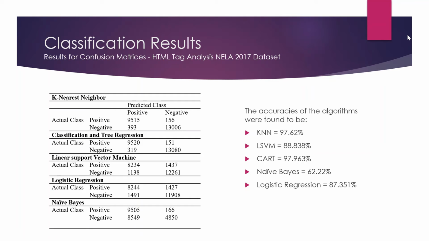dataset. Further investigation was also done into the HTML tag analysis of the NELA 2017 dataset. Confusion matrices of each algorithm run on the dataset are output and shown here. These were used to calculate the accuracies found on the right. These accuracies agree with results found in the tenfold cross-validation shown in the previous slide, i.e. there is around 97% accuracy for algorithms such as KNN and CART.